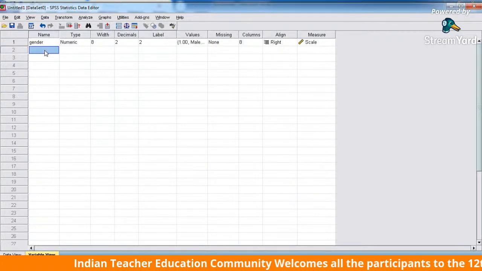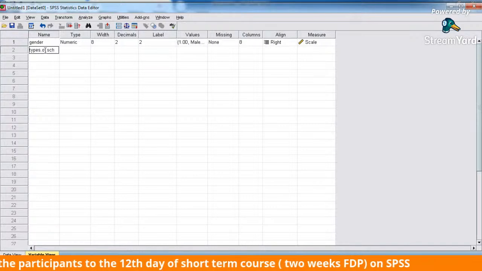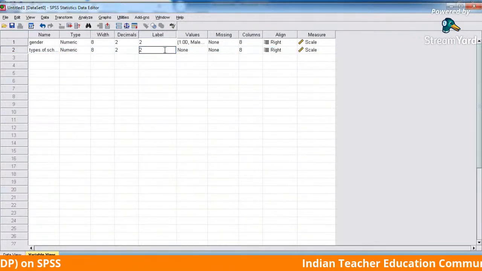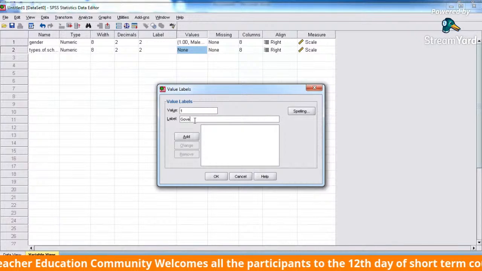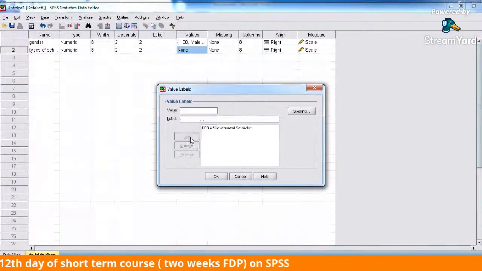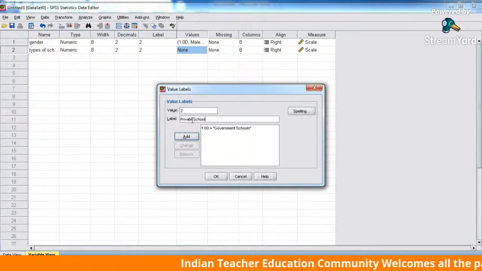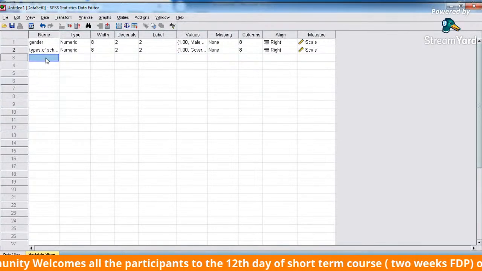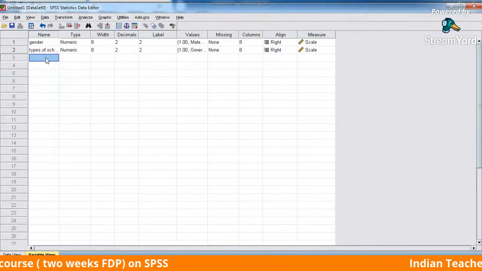Now another one is my types of schools. And now you know that here we have 2 types of schools. One, I say the government schools. And the second, I will say private schools. And now, so these are my 2 discontinuous variables. So I have written them. And then now I want my other variables.